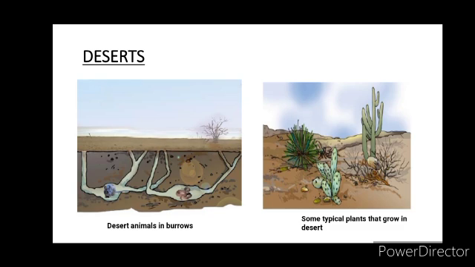These desert plants lose very little water through transpiration. Transpiration means water comes out of leaves in the form of vapor. The leaves in desert plants are either absent or very small, or they are in the form of spines, as in cactus. Cactus is also a desert plant, right? This helps in reducing loss of water from the leaves through transpiration.